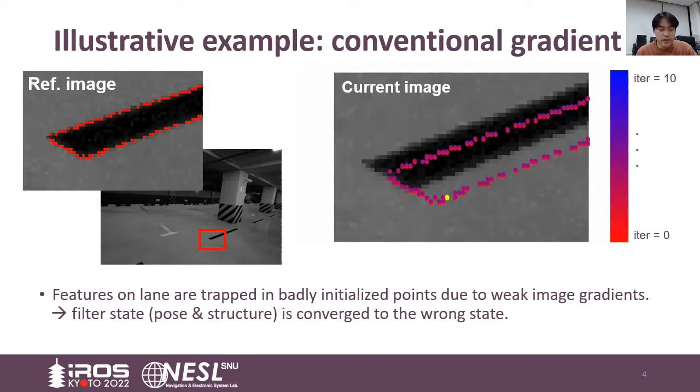In this illustrative example of a virtual parking lot in AirSim, let me close up a lane on the ground. The goal of this example is to minimize the photometric error of lane edges between temporally consecutive, that is, reference and current images. As claimed in the previous slide, the conventional gradient is trapped in badly initialized points due to weak image gradients. Therefore, the filter state, that is pose and structure, is converged to the wrong state.